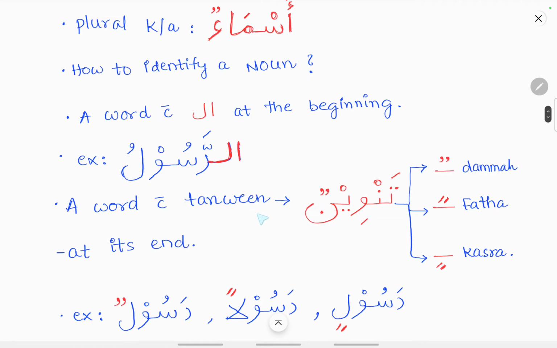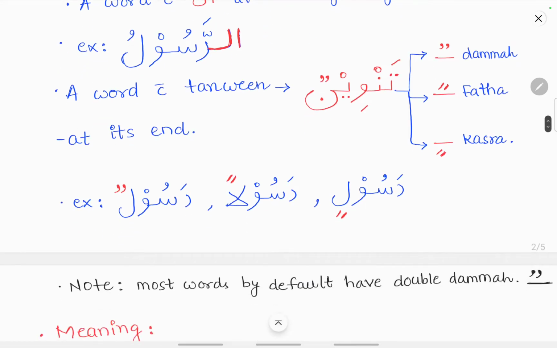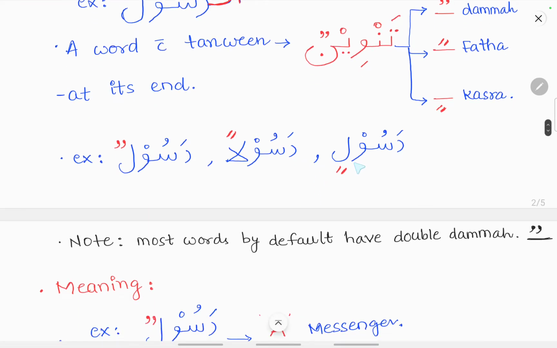A word with a tanween at the end, then such words are also nouns. What is a tanween? Tanween is a double dhamma or a double fatha or a double kasra. Here we will say double pesh, double zabar or a double zair is known as a tanween. So any word with a tanween at the end is known as a noun. For example, rasulun. So here we can see a tanween, double pesh or a double dhamma. Rasulan, you can see a double fatha, and rasulin, you can see a double kasra. So these words are also nouns.